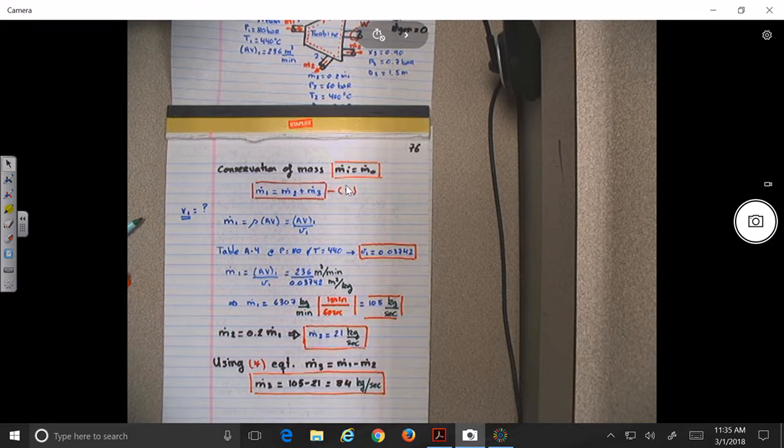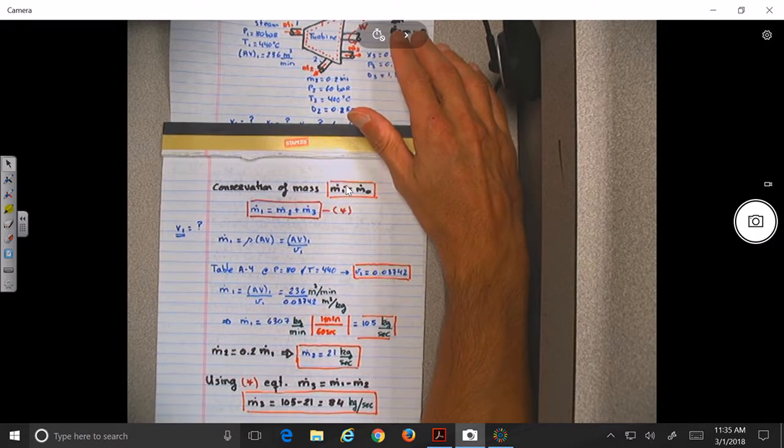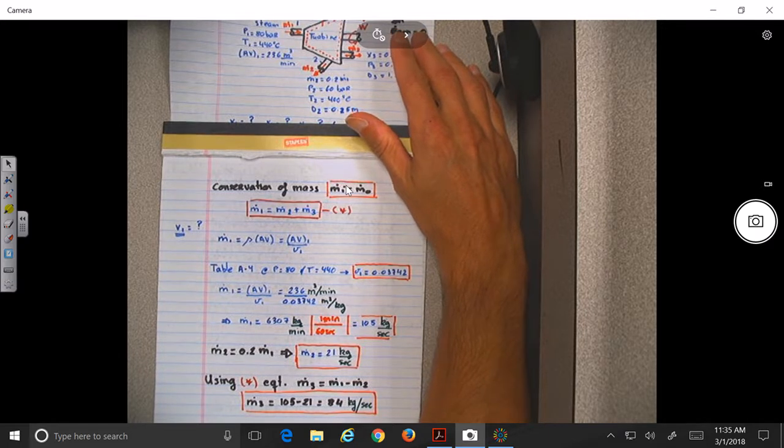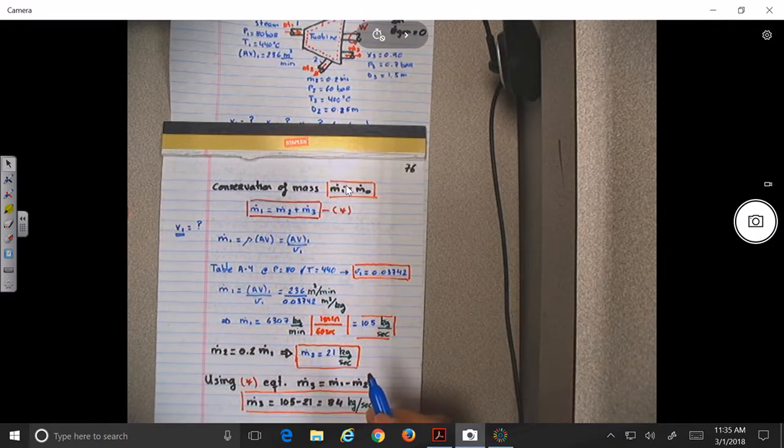Grab an extra piece of paper here. Okay, so to be honest with you, I still don't know how to find V1, but I think I know how to find V2, no? It only asks for the exiting, like it only asks for the exiting velocities, right? Yeah, so we can probably find those two.